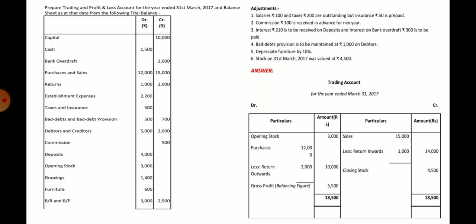And after that, bad debt provision is maintained 1000 on debtors, so you have to deduct 1000 from the debtors and depreciate furniture by 10%.